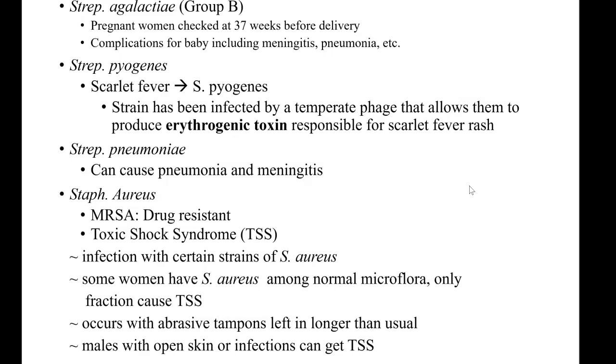So strep pneumonia can cause pneumonia and meningitis. Meningitis is the inflammation of the meninges that can put a lot of pressure on the brain. This is a very, very serious disease, especially if it's caused by a bacteria. And this is one of those things that you could be fine one minute and then 48 hours later, you could be dead.